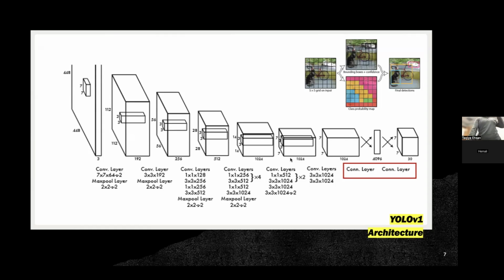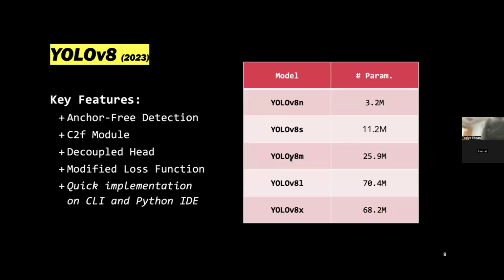Now, the number I told you to remember, 41,000. YOLO version 8, the smallest model, has 3.2 million parameters, which should tell you how much bigger it is now. And this is not even the current one, this is 2023. Version 11 exists as we speak in 2025. So YOLO is getting better and better.